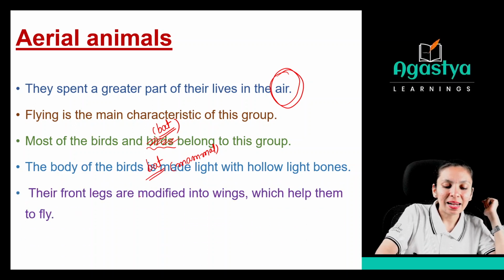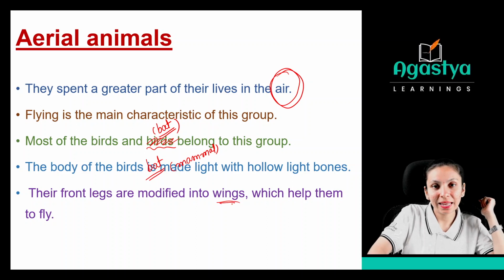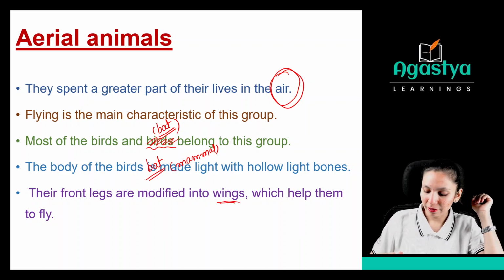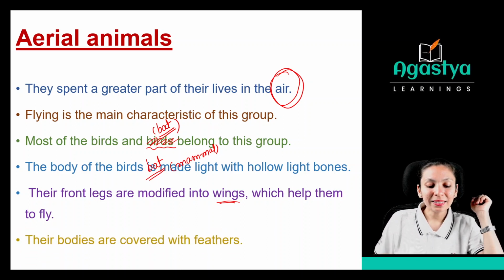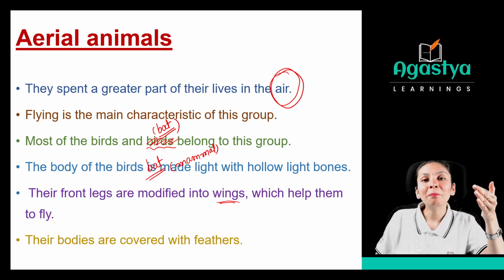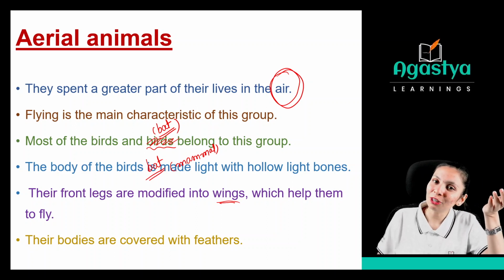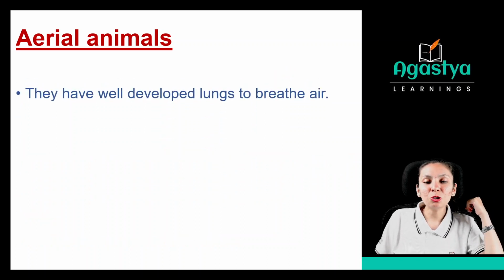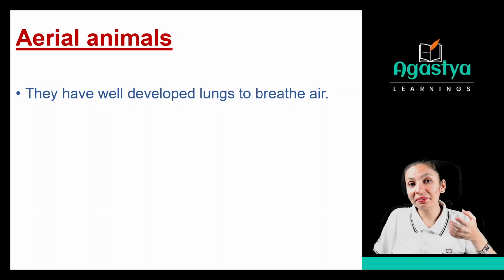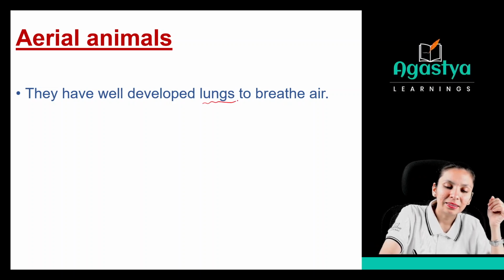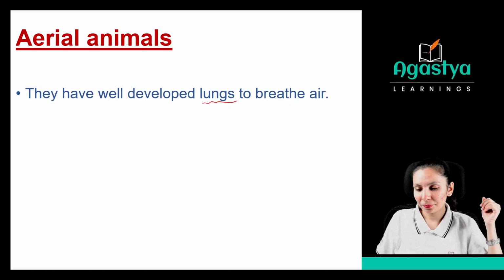Then their front legs are modified into wings. See, as you know, birds will be having wings to fly, which help them to fly. Then their bodies are covered with feathers, right? Why is their body covered with feathers? To provide them protection and to make them beautiful. Clear these things? Okay. Now see, they have well developed lungs to breathe in air. Whenever they are living in the air, they have to breathe properly. So for that part, they are having lungs like us.